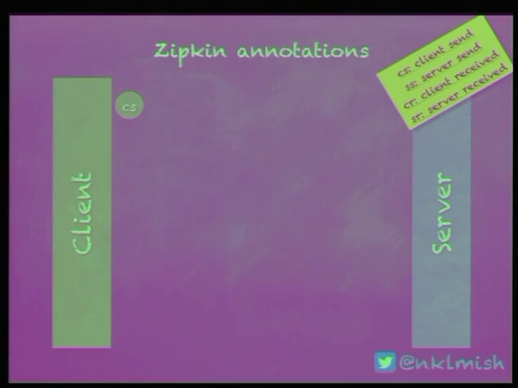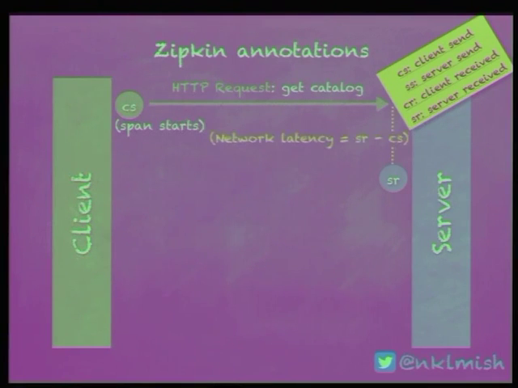So we have a client who makes an HTTP request to get something, in our case, catalog, but it really doesn't matter. It marks the beginning of the span, so the span gets started here. After some time, the server receives the request, and now we can calculate the network latency by using SR, the time at which the server received the request, minus CS, the time at which the client sent the request. So this is going to be our network latency.